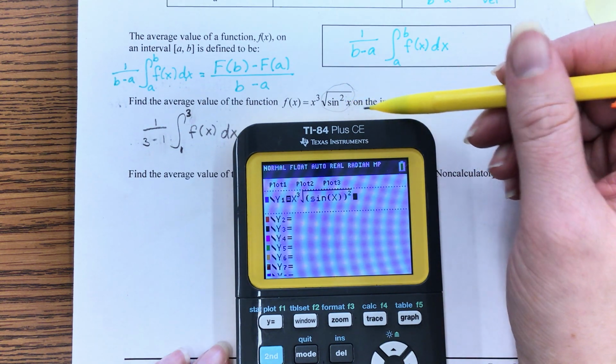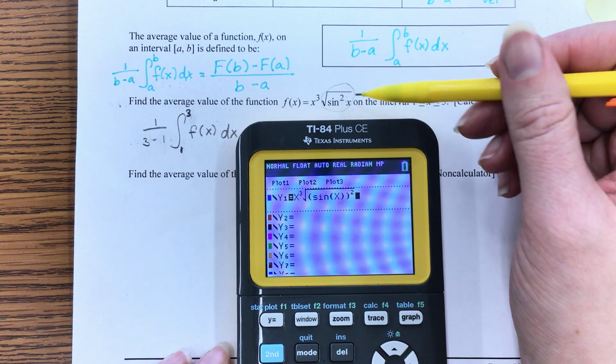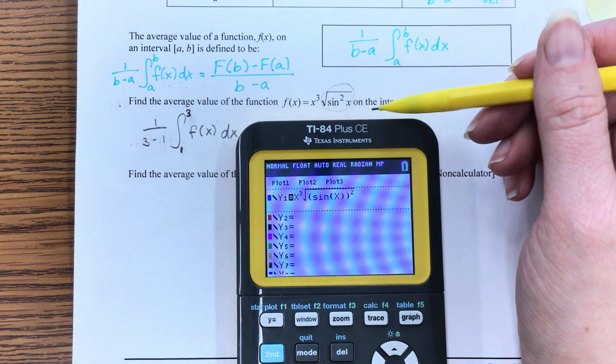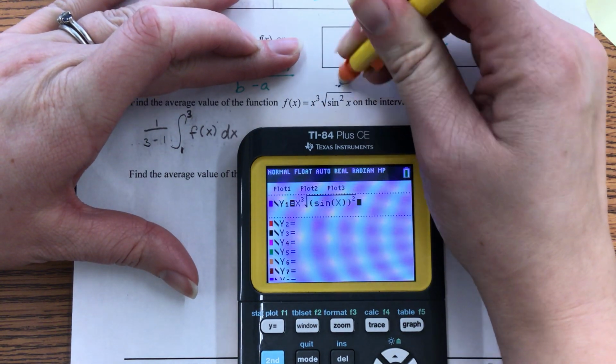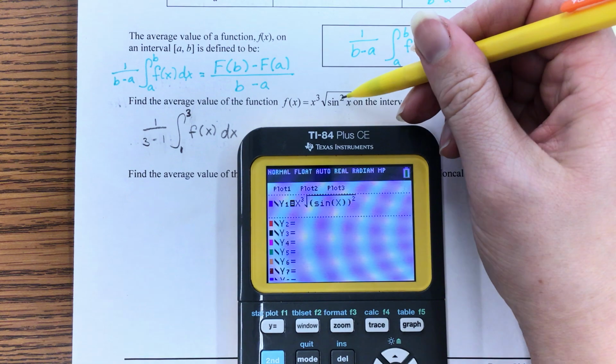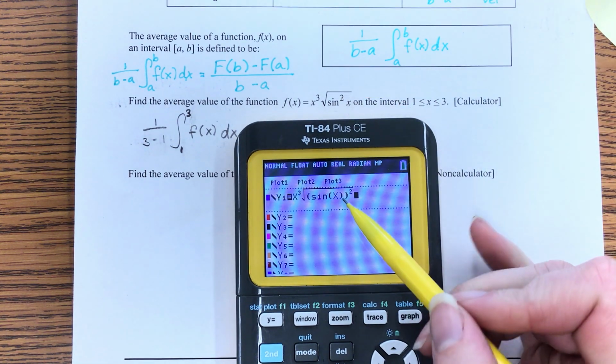Just sine of x would be negative in some places. So this is actually going to turn everything positive. That's a little bit weird, but that's what's going on. The other thing to notice is that I put the squared after the sine, not in with the x.